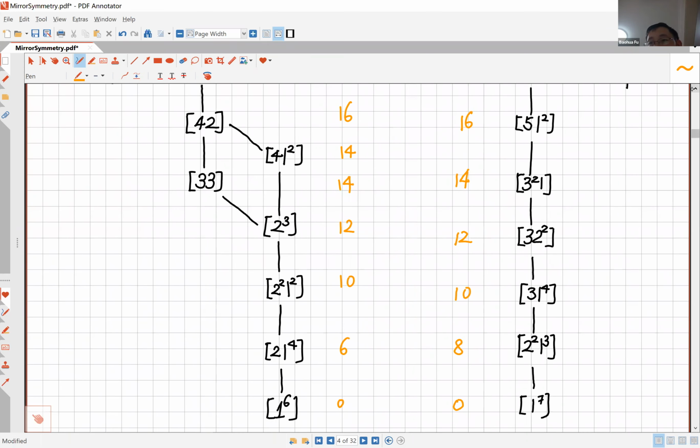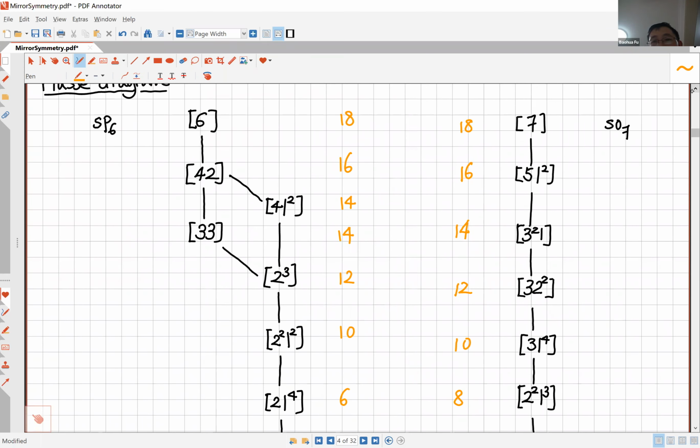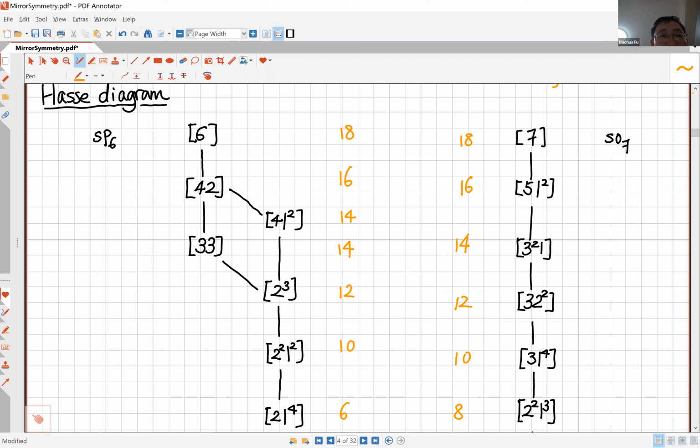A Hasse diagram is just given by the orbit closure. So for example, for Sp_6, the first orbit, or the biggest nilpotent orbit, is defined by the partition 6. So this is the main orbit. And downstairs you have 4, 2, and 4, 1, 1, and 3, 3, and so on. You have all these orbits. And then Sp_6 is Langlands dual to SO_7. So this is the Langlands dual.